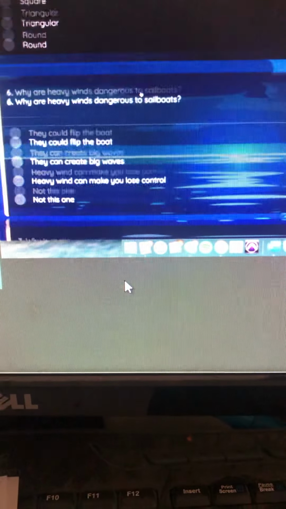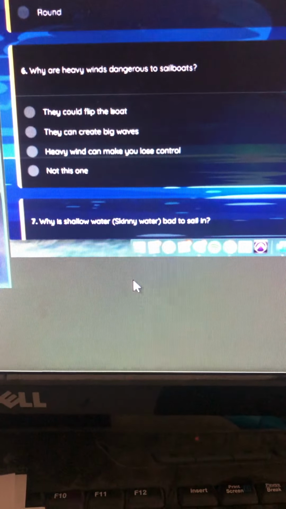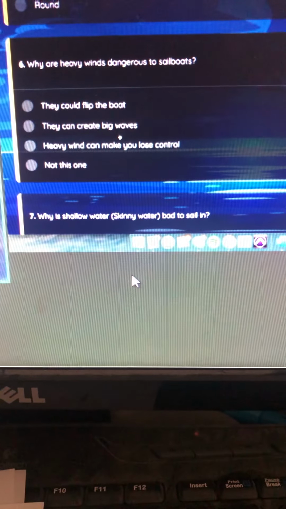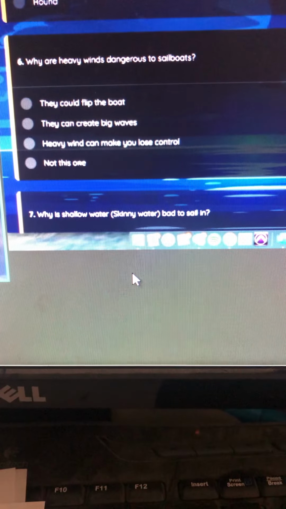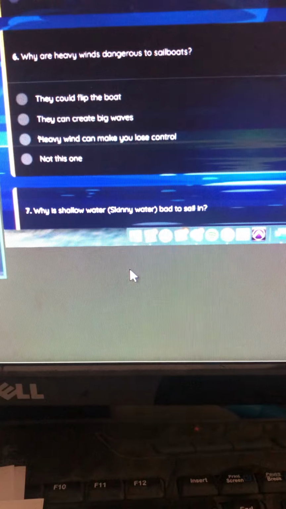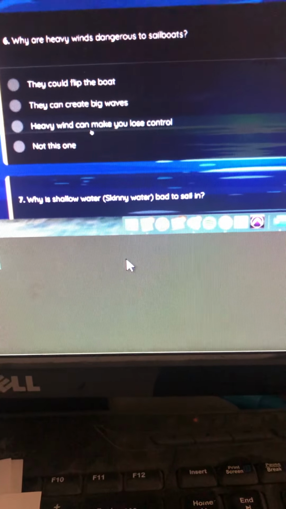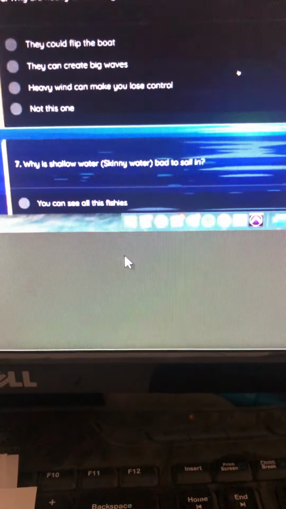Why are heavy winds dangerous to sailboats? Is this a multi? They could possibly flip the boat. They can create big waves. Heavy wind can make you lose control, or not this one. So this one would have been the first 3. I did click all 3 of them. There was a little checkbox there. So that one is all 3, and definitely not the 4th one.